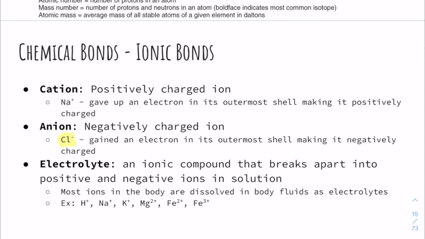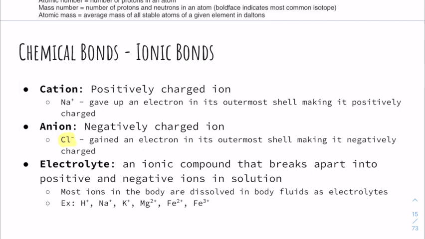So these are technically called electrolytes because they are ionic compounds that break apart into positive or negative charged ions in a solution. And remember, your body has a lot of fluid in there, so there's a lot of electrolytes. So hydrogen, sodium, potassium, magnesium, iron, and another iron: an iron 2 plus and an iron 3 plus. Those are two different types of iron found in your body, and they are different types of electrolytes found in your system.